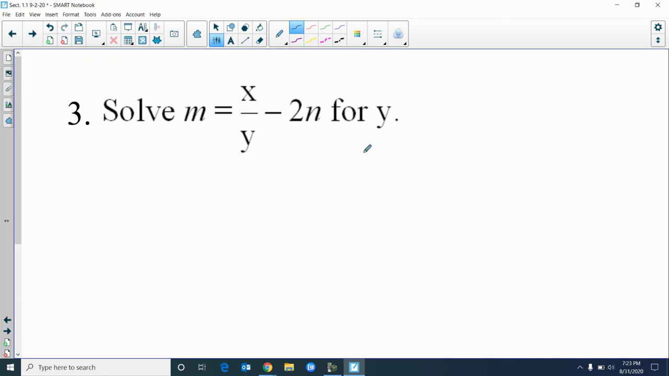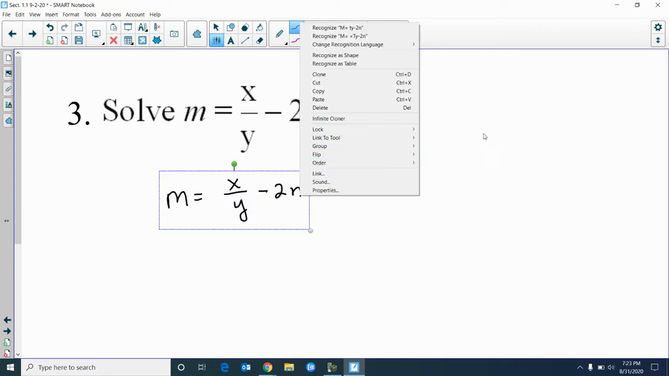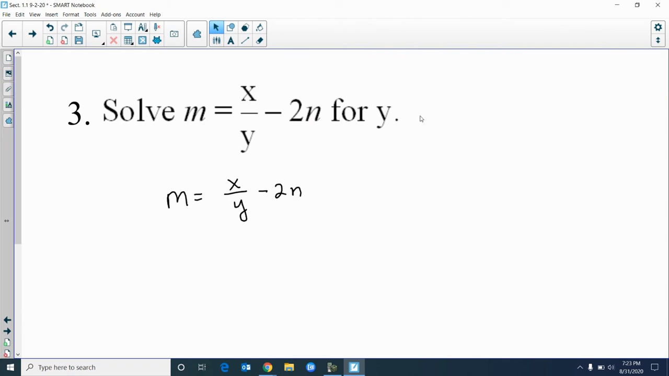m equals x over y minus 2n. Solve for y. All right, when you are asked to solve for y, you cannot at any point end up with 1 over y equals whatever. Okay, it has to be y equals when you're done. So the issue we have to take care of is this y is in the denominator. I got to get it out of the denominator.